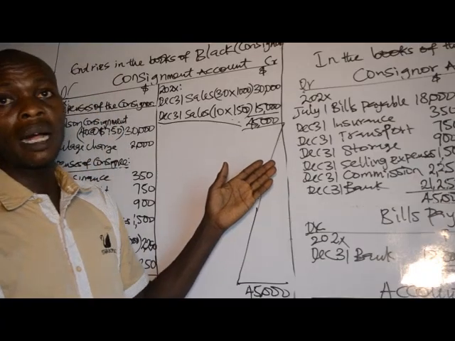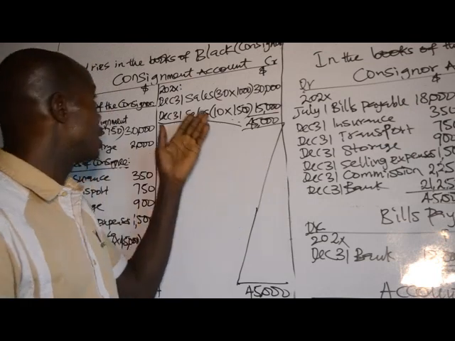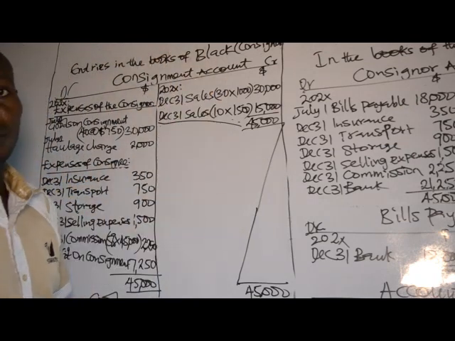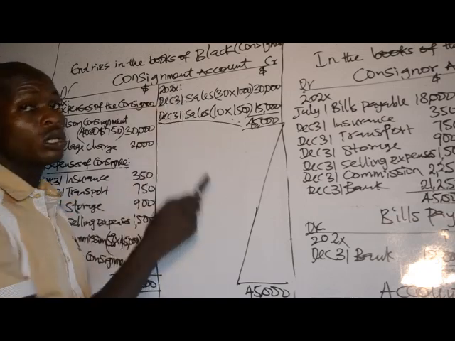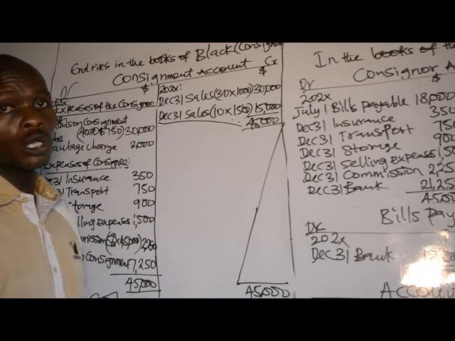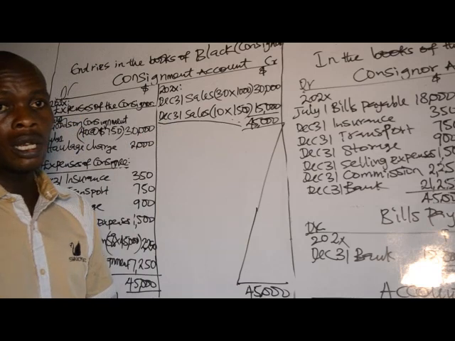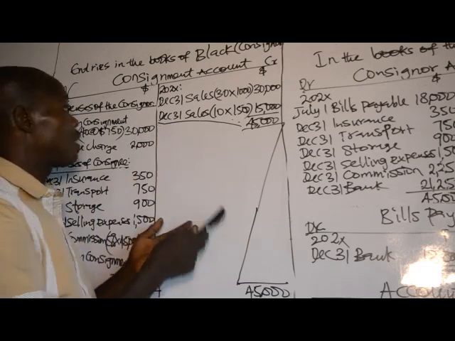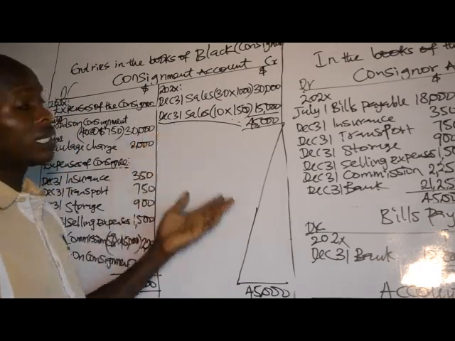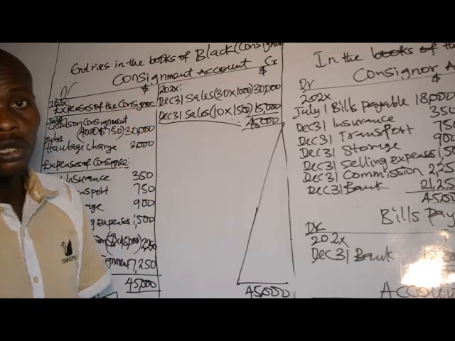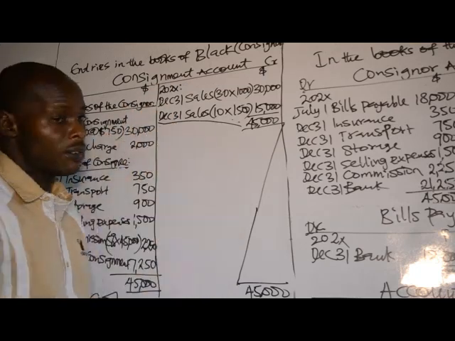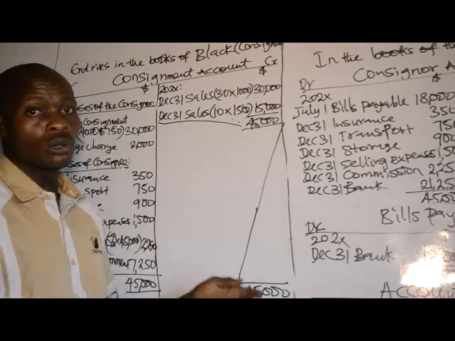This is the end of part one of my presentation on consignment account. Part two shall cover the treatment of unsold stocks or unsold inventories. That is, how unsold stocks can be valued in consignment account, and how they shall be accounted for, will be examined in part two. Thanks.